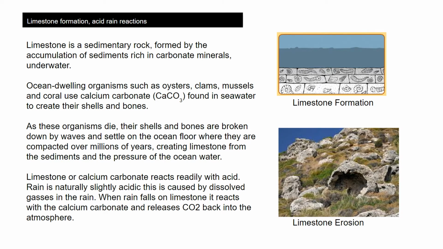Now, as we said at the start, most of the Earth's carbon is in the form of rocks such as limestone. Limestone is one of the rocks found in the Earth's outer layer or crust. It's rich in carbon in the form of calcium carbonate. Limestone is formed from the calcium shells and skeletons of sea creatures that are compressed by the ocean's weight over millions of years.